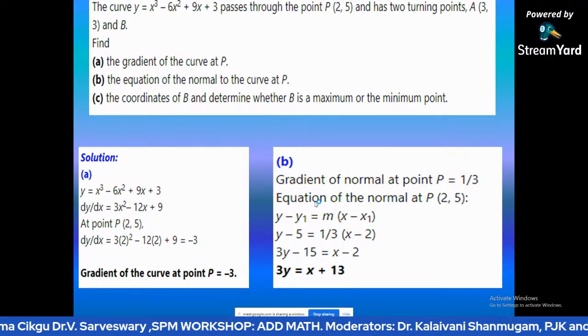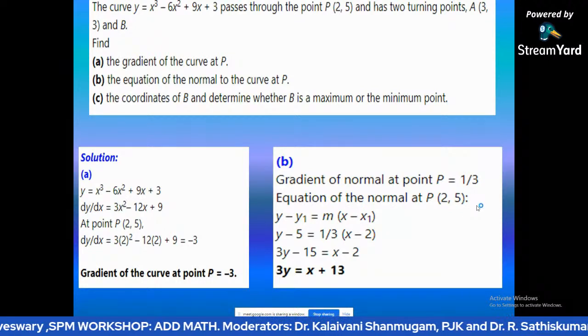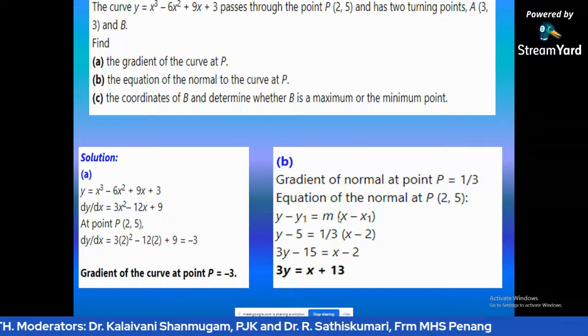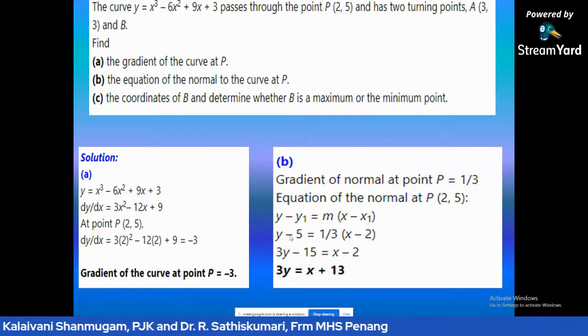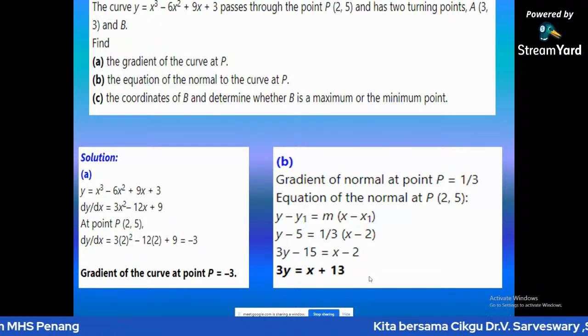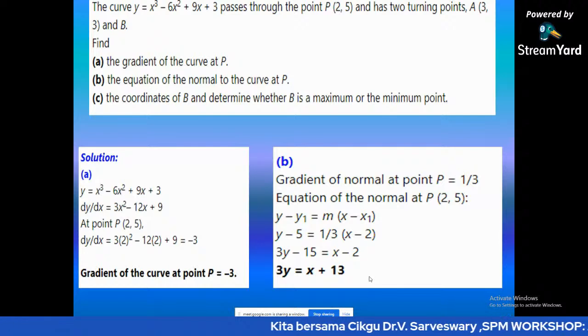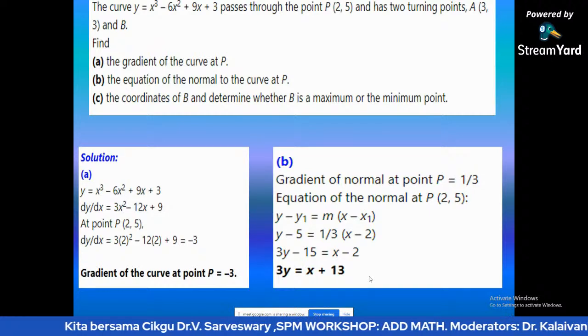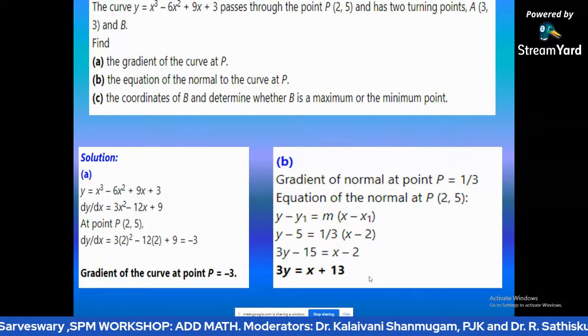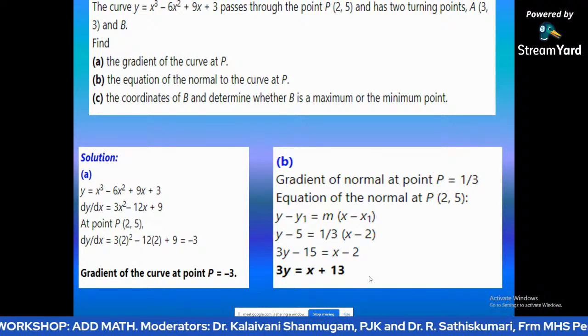So, the equation of the normal at P 2, 5, you need to use the formula y minus y1 equals m, x minus x1. So y minus the coordinate of y equals the gradient of normal times x minus the coordinate of x, and you simplify your answer. Well, if you use y equals mx plus c, you still can find it. You substitute the coordinates of P, x 2, y 5, and you can find the value of c, correct? So you just substitute, no problem with that.